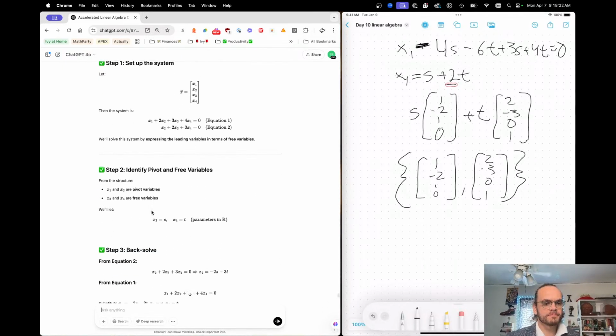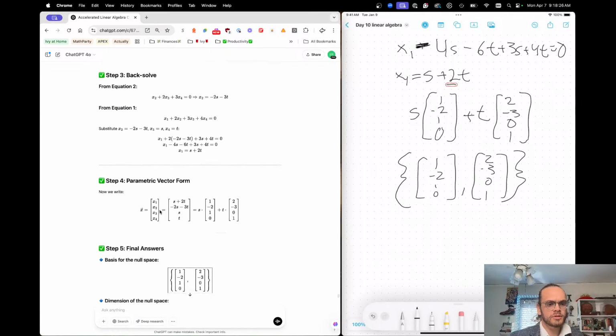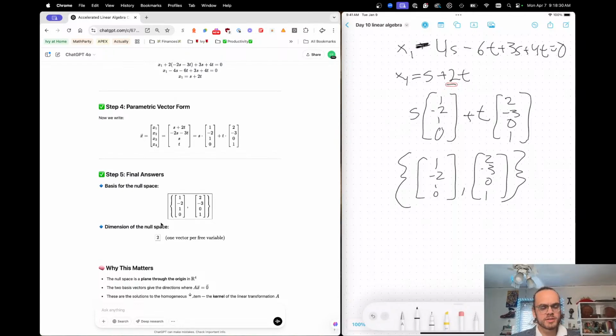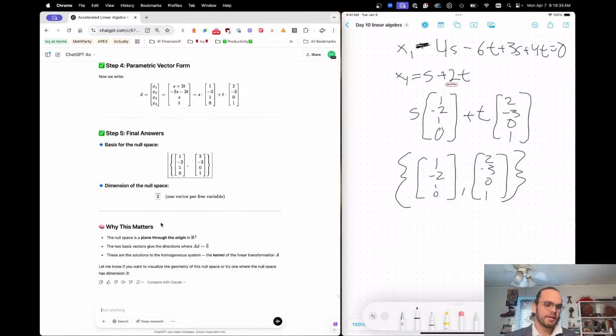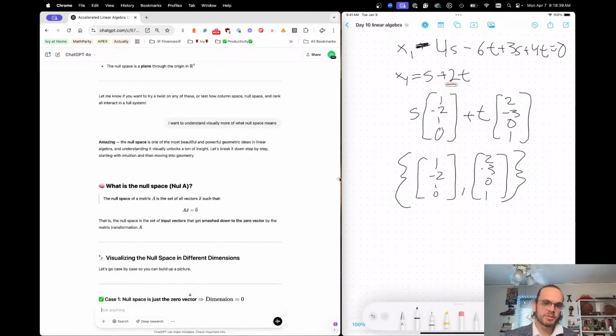All right. Nice. x3 is s, x4 is t. Just going to scroll way down. Yo, I got this right. Dimension of the null space is 2, 1 vector per free variable. All right, that was actually kind of good. At first I felt unconfident, but then I was able to do it. Great.